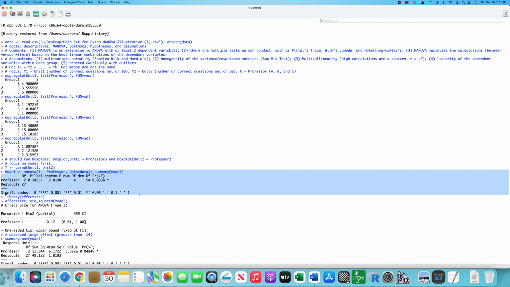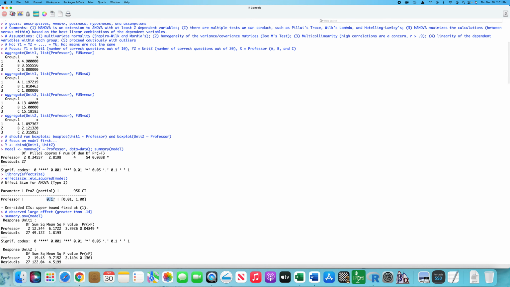So we have statistical significance, so we can reject the claim that the means on Unit 1 and Unit 2 are the same. Now we can dive into the effect size. We can see that the effect size is 0.17. So we have an observed large effect. Remember the cutoffs for the partial eta squared are 0.01, 0.06, and 0.14. So we're above 0.14, so we have an observed large effect.